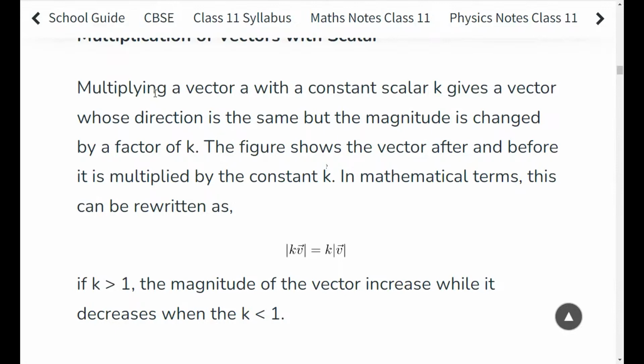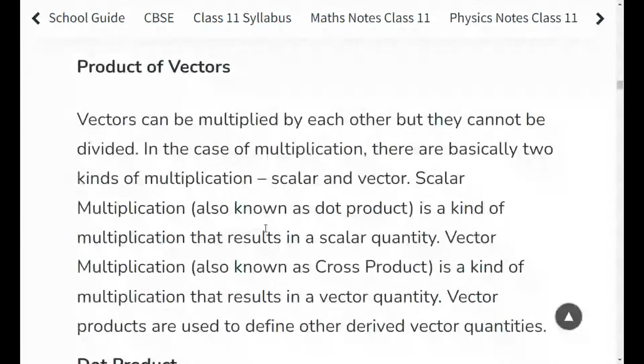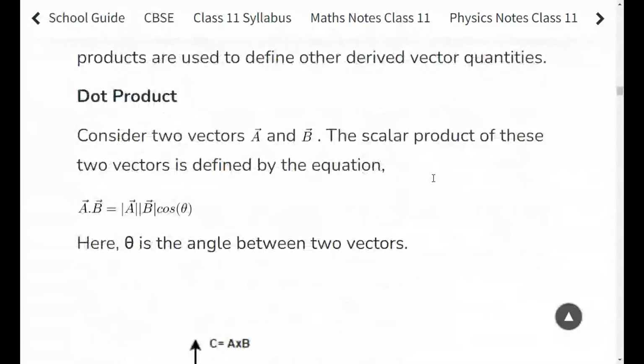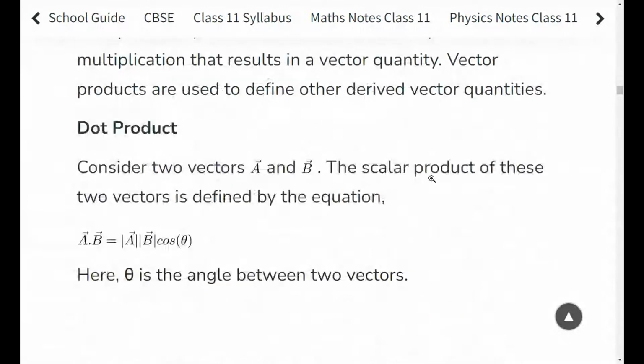Okay. Multiplying a vector. Vectors can be multiplied by each other, but they cannot be divided. Only can be multiplied. Okay, let's understand dot product. We have two vectors, vector A, vector B. Scalar product of these vectors could be vector A, vector B, and cos theta.